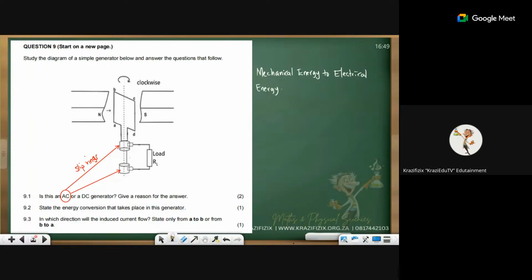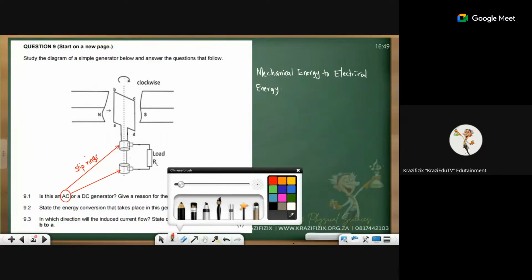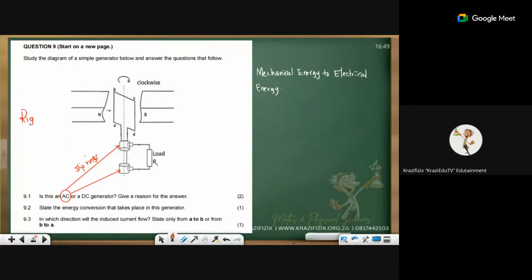Lovely. So in which direction will the induced current flow? Remember, this is a generator, so what are we using? We're using the right hand. For generators, right hand. If it's a motor, left hand. I hope you remember, we had to use our camera the last time. You answer this question and let's see what you would be saying, and you'll compare with mine. Try to answer quickly.